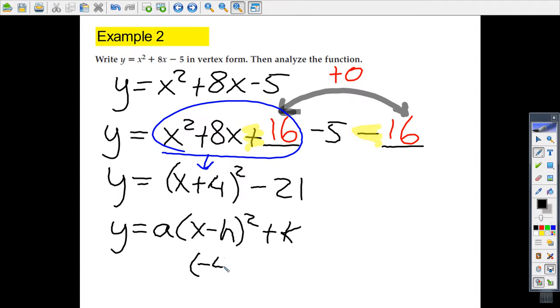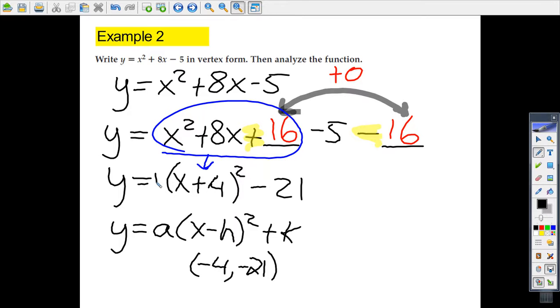My vertex is negative 4, that's positive 4, keep the opposite, negative 21. No, it's still plus k, Xander, not negative. So it'll be negative 21, the y value of my vertex. What is the a value? It's 1. Yeah, great question. We're going there.